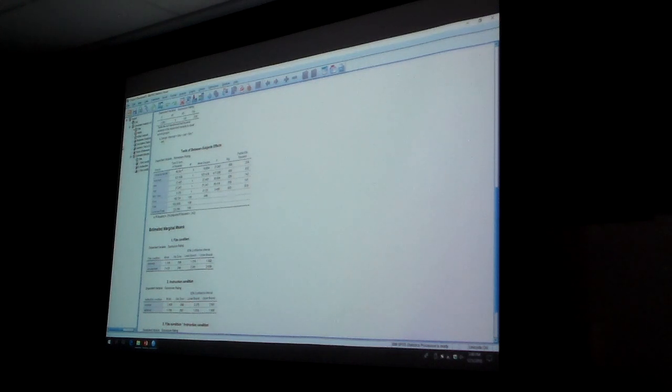This is a check, right? Just understanding what you're doing. If you get an omega squared that's bigger than your eta squared, you know you've screwed something up, right? Because by definition, this should be smaller, okay? So, omega squared is still positively biased. It's just less positively biased than eta squared, right?